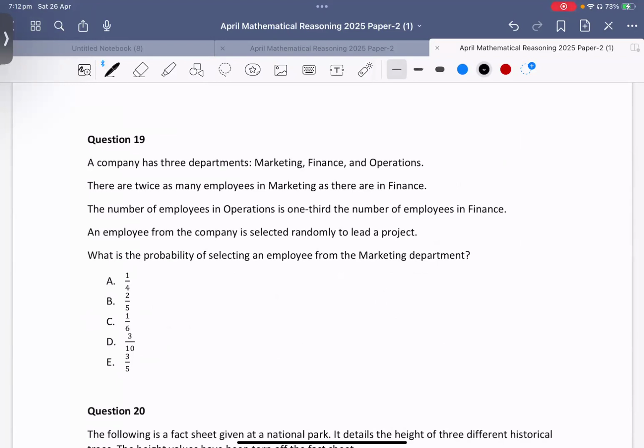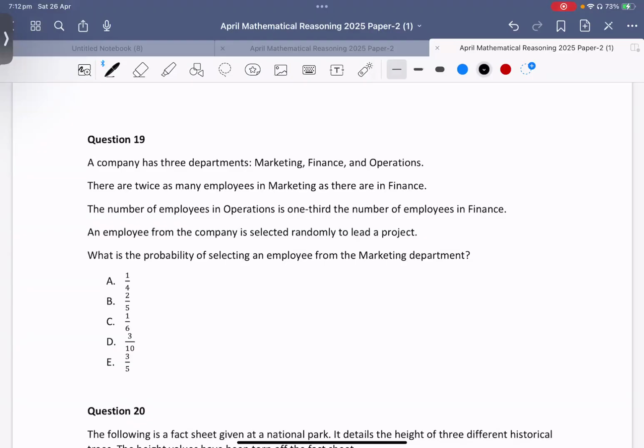Okay, question 19, very classic ratio question. A company has 3 departments: marketing, finance, and operations. There are twice as many employees in marketing as there are in finance, and the number of employees in operations is 1/3 the number of employees in finance. An employee from the company is randomly selected to lead a project. What is the probability of selecting an employee from the marketing department?